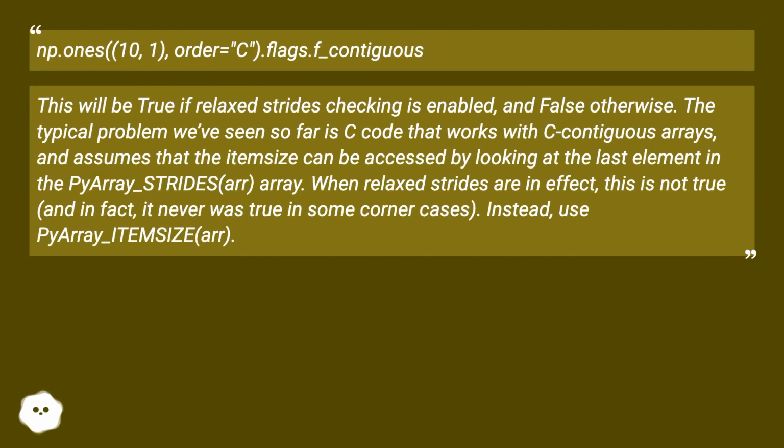The typical problem we've seen so far is C code that works with C contiguous arrays, and assumes that the item size can be accessed by looking at the last element in the PyArray_STRIDES of the array. When relaxed strides are in effect, this is not true, and in fact, it never was true in some corner cases. Instead, use PyArray_ITEMSIZE(R).